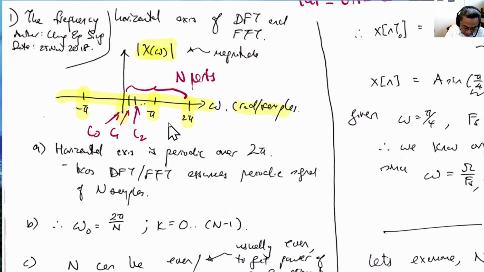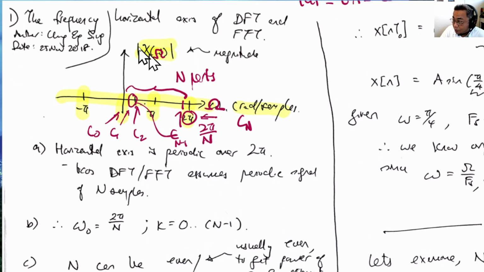The interval in between them is 2 pi divided by N. Then you will reach the last one, which is C N minus 1, and then to reach 2 pi, it will be C N. You'll now realize that C N and C0 are exactly the same value because the magnitude spectrum is 2 pi periodic. Sometimes I will use small omega or big omega, so it really depends on the notation.